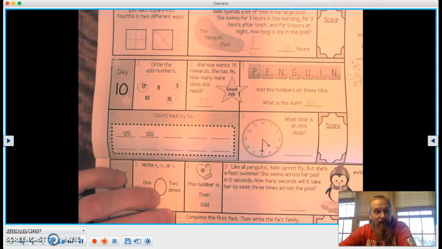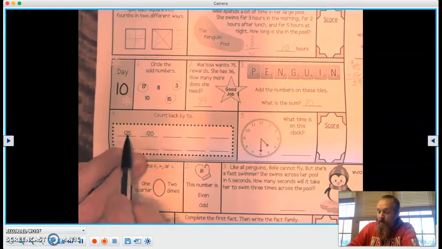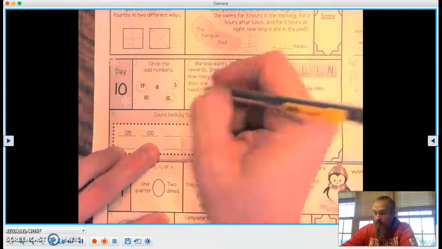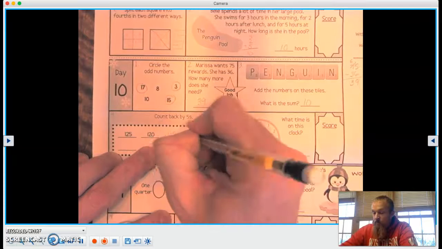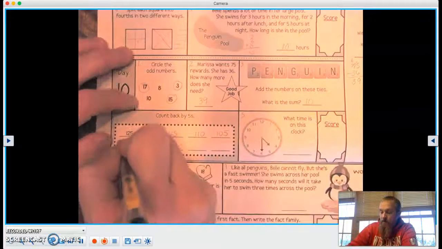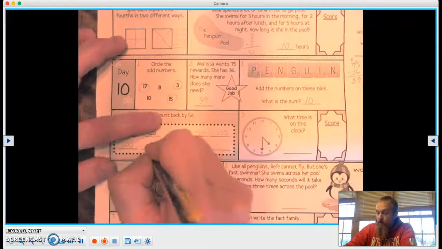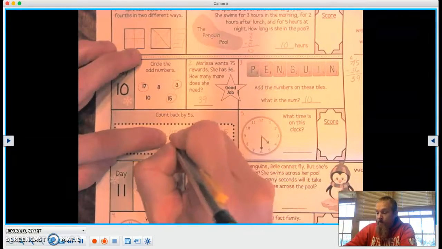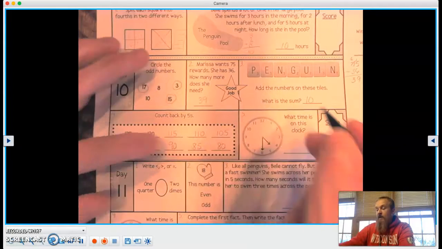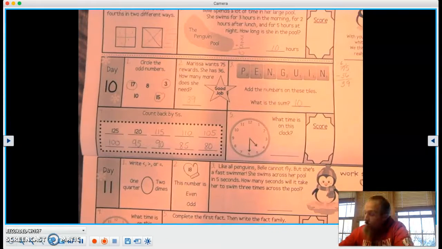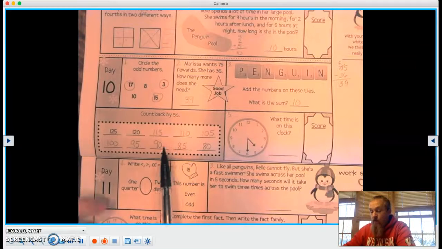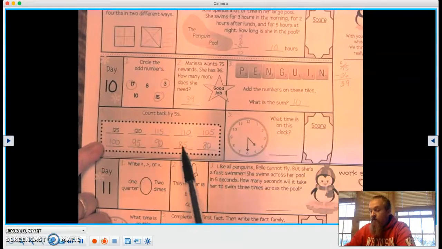Count back by 5s. So we're going to start at 125, 120. Again, these are the dots on the number line, right? So then we have 115, 110, 105, 100, 95, 90, 85, 80. All right. If you notice, every one of these ends in either a 5 or a 0, right? It's like a pattern going back and forth. It's 5, 0, 5, 0, 5, 0, 5, 0, 5, 0.